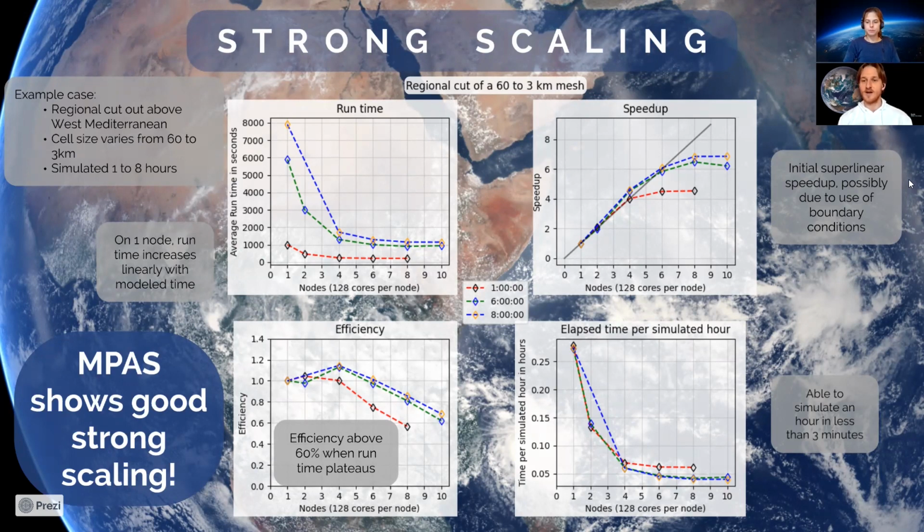This is good as it shows that there is no performance loss as you scale up the problem size. Now, when you look at the speedup, which is a measure of how much faster the model runs as we increase the computing power, we see an initially superlinear speedup. This we didn't see in any of the global models, and we think it is due to a regional cut having to read in lateral boundary conditions at the top of every simulated hour. What is very promising as well is that the runs stay efficient at over 60% after the runtime plateaus. With all of this, we were able to simulate an hour of simulated time in less than 3 minutes, and this shows good strong scaling by MPAS.